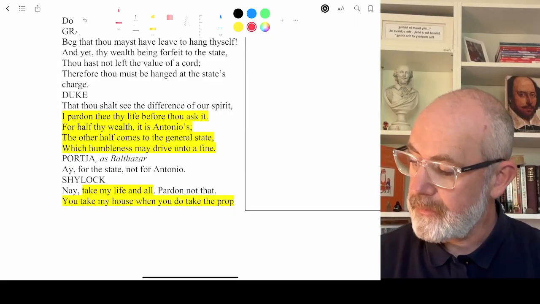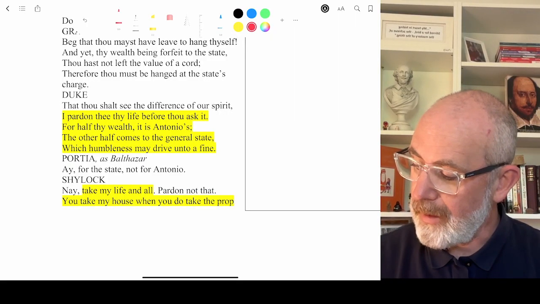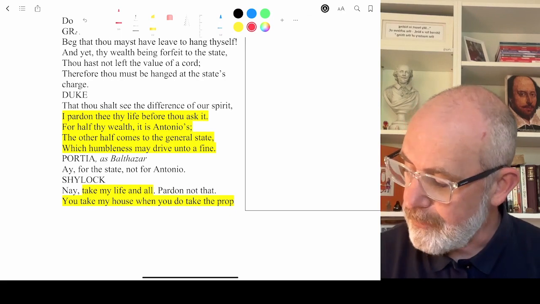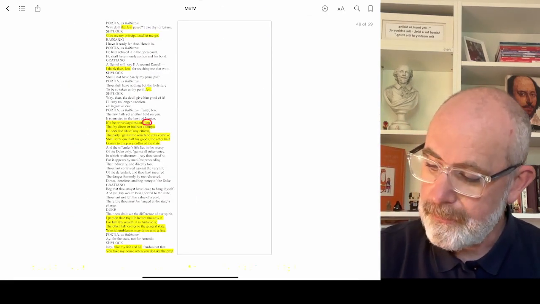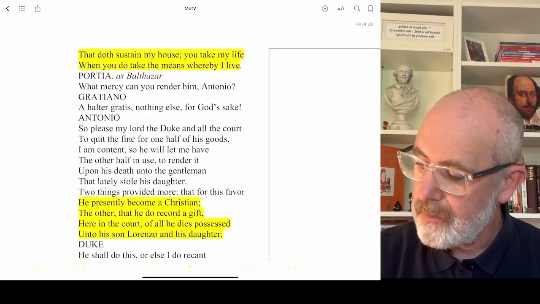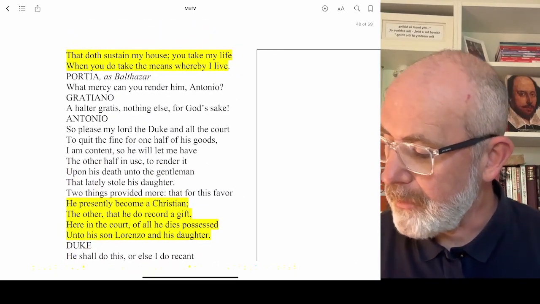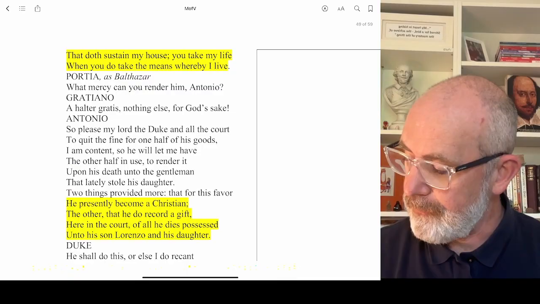the Christian faith. The Duke says, "I pardon thee thy life before thou ask it, for half thy wealth it is Antonio's, the other half comes to the general estate, which humbleness may drive unto a fine." Shylock says, "Take my life and all, you take my house when you do take the prop that doth sustain my house, you take my life when you do take the means whereby I live."